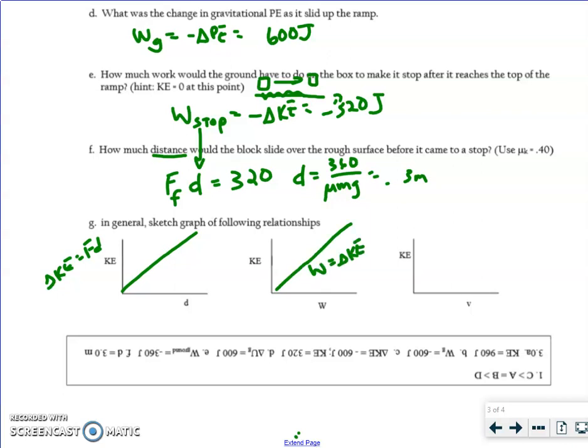And then kinetic energy versus velocity, we should have seen earlier, maybe. The equation that helps with that is 1/2 mv squared. Because of the squared, that's going to be nonlinear. That's going to be quadratic. So doubling velocity gives you 4 times kinetic energy.